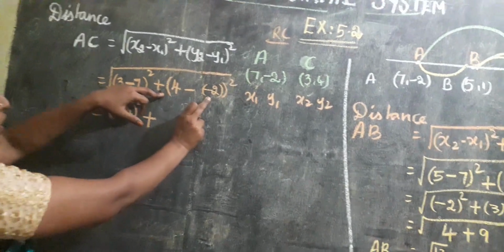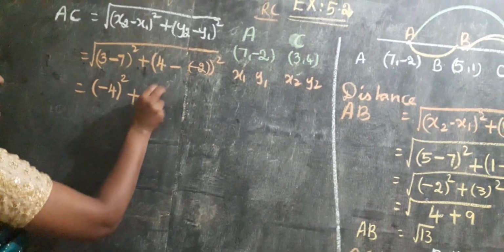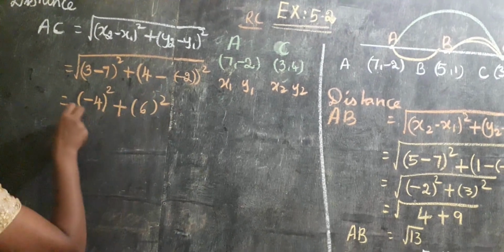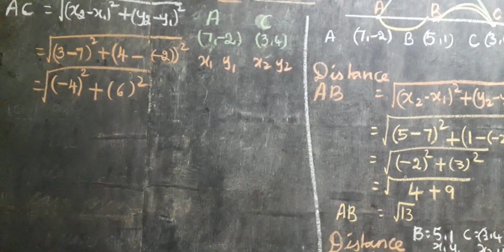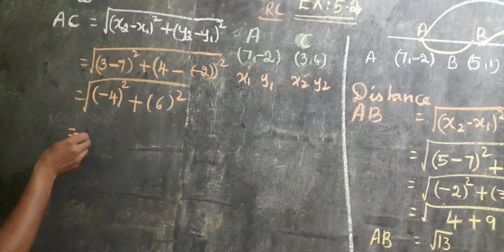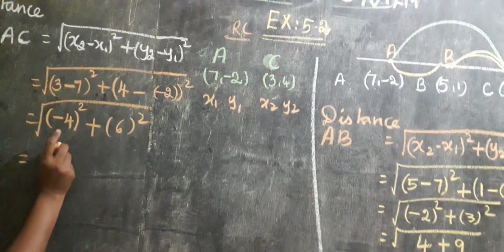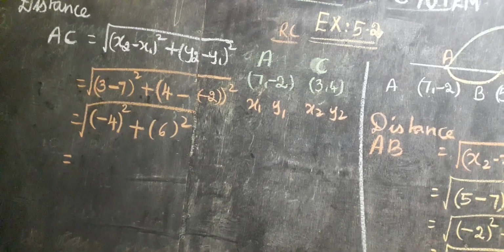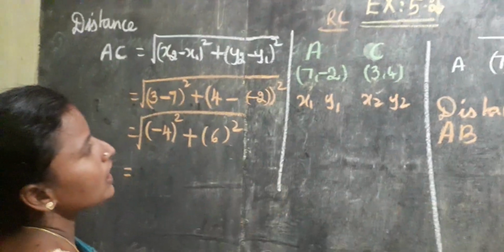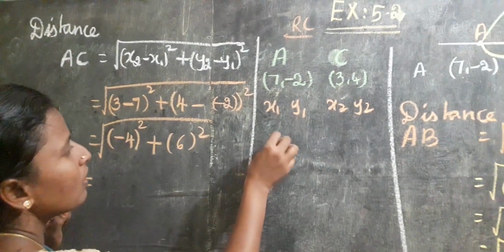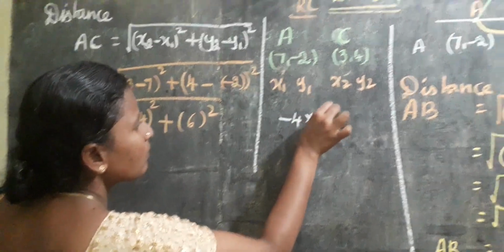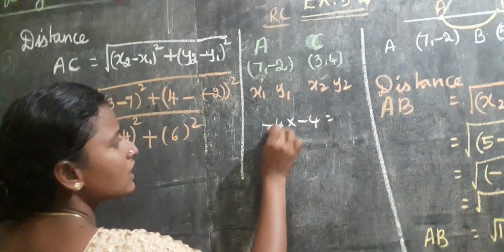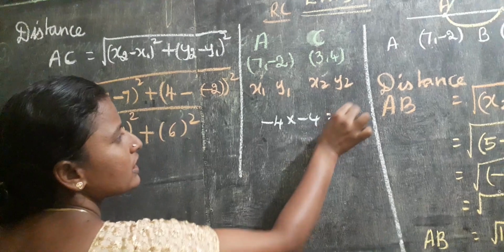So 4 plus 2 is 6, and 6 whole square. The square root of 6 whole square. Then next, 4 square: minus 4 into minus 4. This is the rough column. Minus 4 into minus 4 is minus of minus, plus. 4 fours are 16.